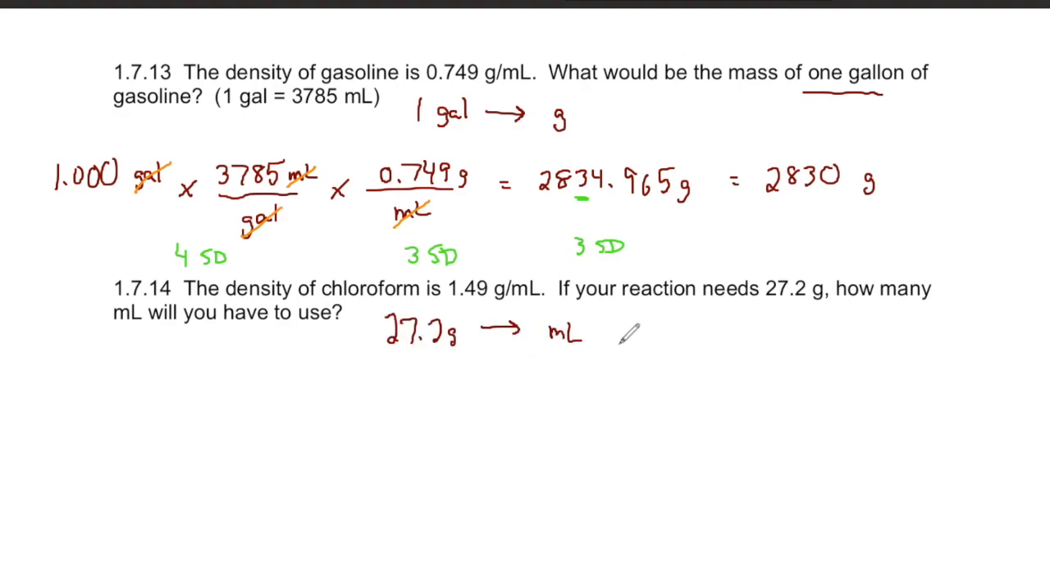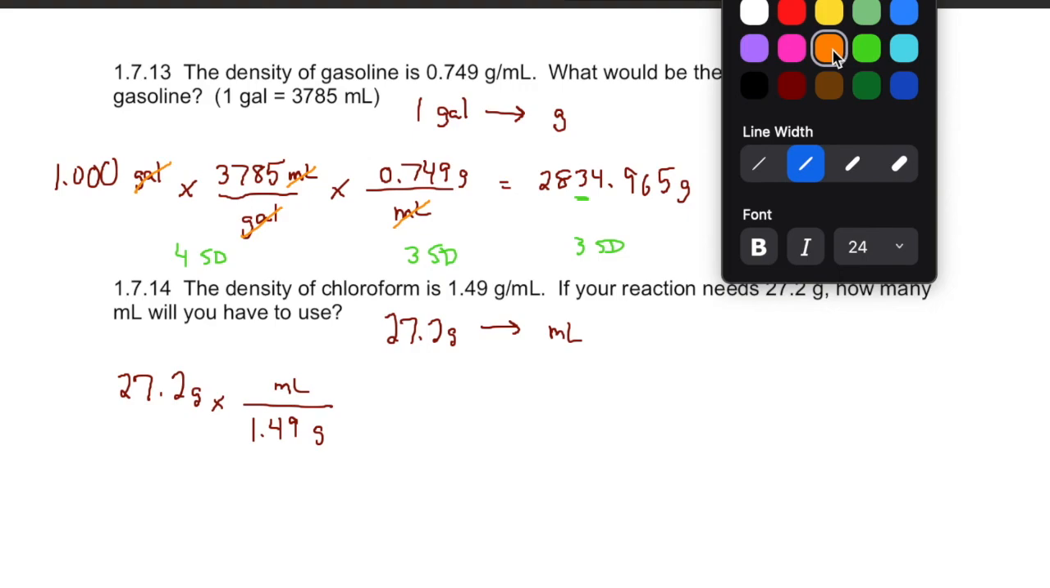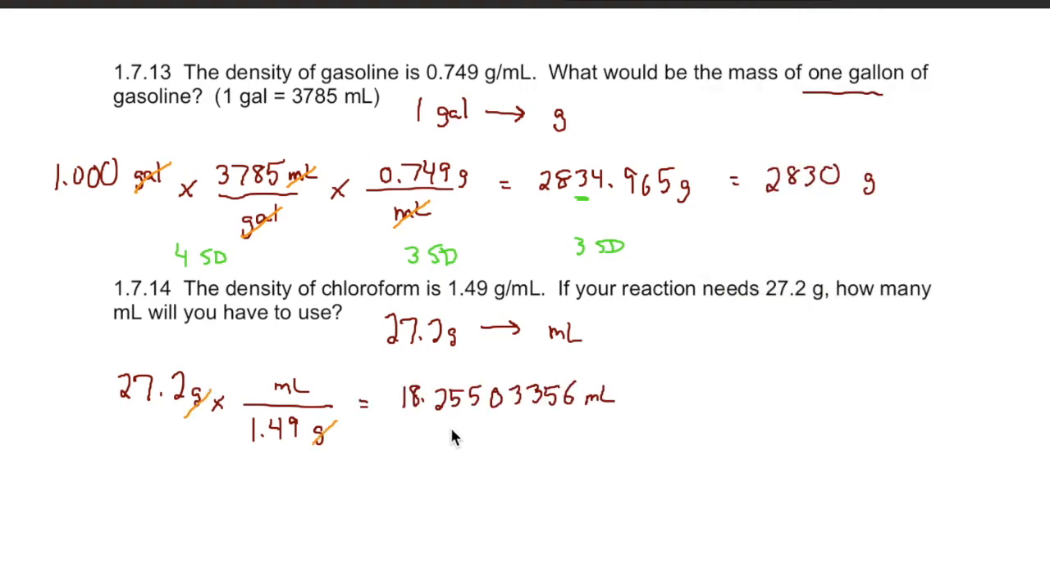So we have one more problem that is converting from the mass, grams, into milliliters, the volume. We end up having to divide by the density so that the grams cancel. So we end up with 18.2550336 milliliters, but we only know to 3 significant digits. So we can report this as 18.3 milliliters.